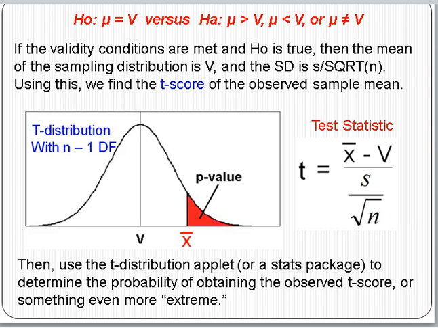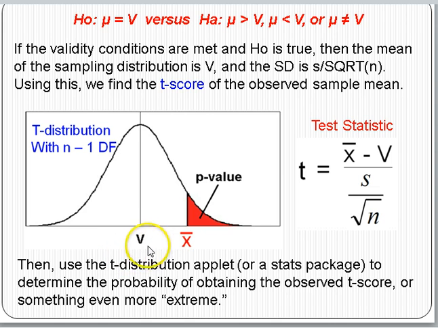Assuming we have some hypotheses here, the hypotheses would be that the mean equals some value v versus the alternatives that it's greater than, less than, or not equal to some value. If the validity conditions are met, then the mean of the sampling distribution is v, and the standard deviation is s over the square root of n. Using these results, we can find the t-score, the calculated t-value of this observed sample mean.